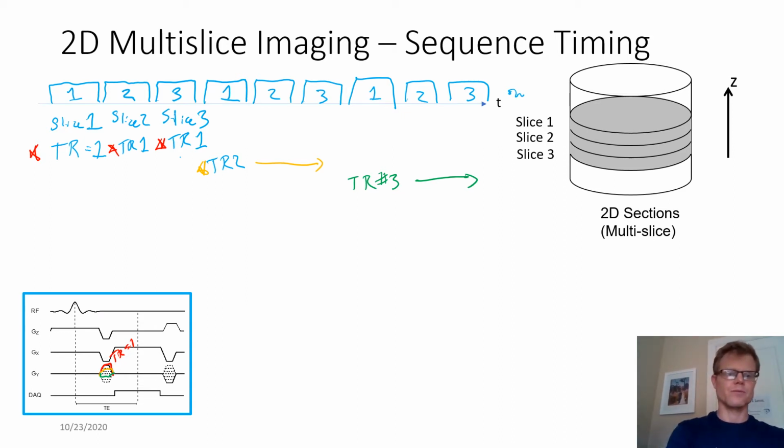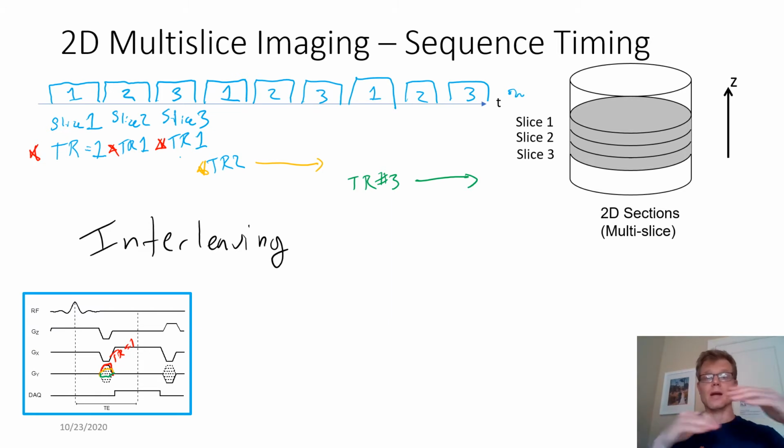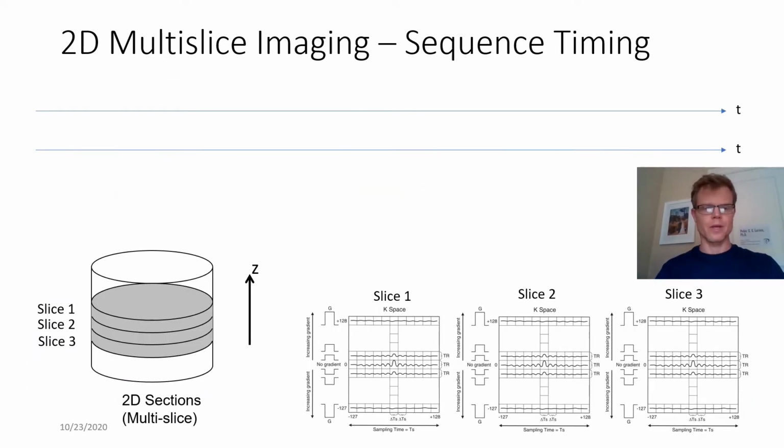So again, this is what is referred to as interleaving, where we're interleaving the acquisitions for our different slices to get our multi-slice imaging. Let me just annotate here the colors. This is going to be TR number 2 and TR number 3, for example, are going to be our different phase encoding steps.